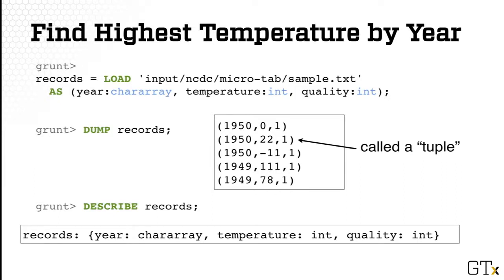To check the loading is successful, you use the dump command to print out what has been loaded. Here our data set is small, with only 5 rows of data. We call each row a tuple. You can use the describe command to check that the schema is correct. Here we see indeed all 3 types of data are correct.